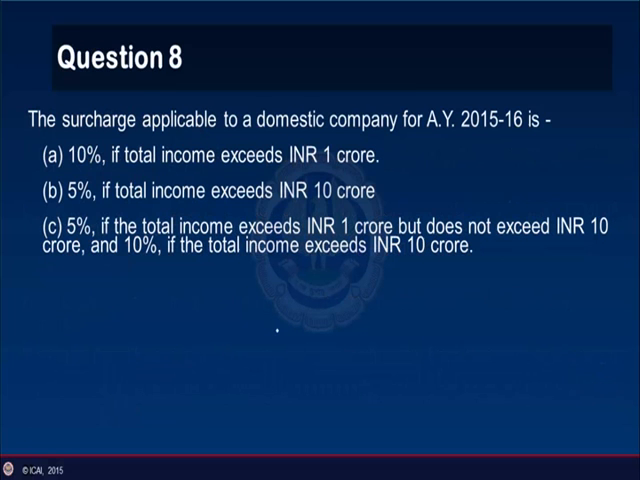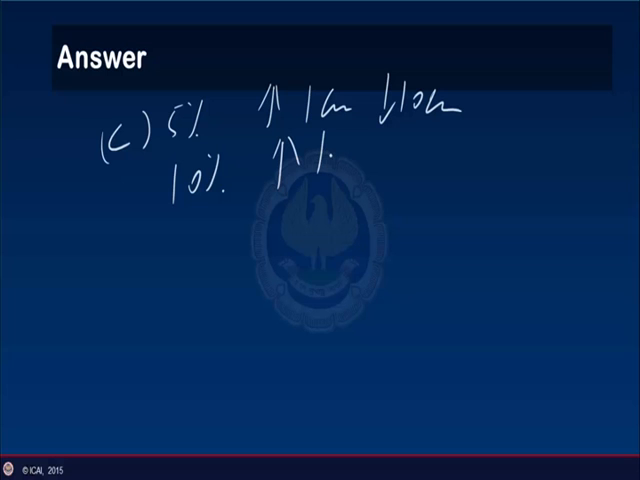Let's do a question to give you more clarity here. Surcharge applicable for a domestic company for assessment year 15-16 is: 10% if the income exceeds 1 crore; 5% if the total income exceeds 10 crore; 5% if the total income exceeds 1 crore but does not exceed 10 crore, and 10% in case the total income exceeds 10 crores. So the answer is C. 5% if the total income exceeds 1 crore but less than 10 crores, and 10% in case it exceeds 10 crores.